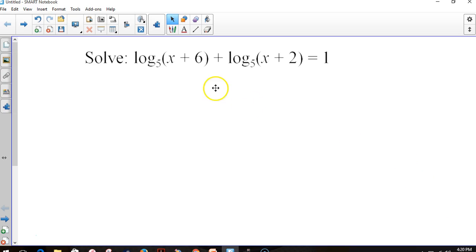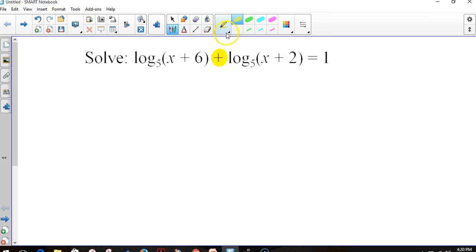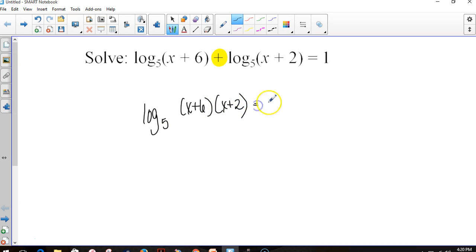So we have these two logs that are connected using addition, and so I can squeeze these two together using the multiplication rule. So this is going to be a log base 5 now of x plus 6 times x plus 2. This is equal to 1. I have one log, so I can begin the rewrite process.